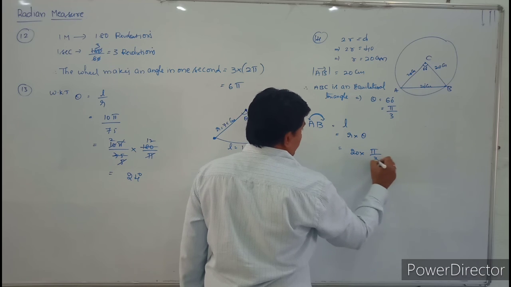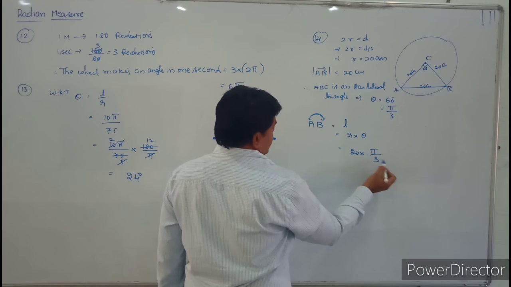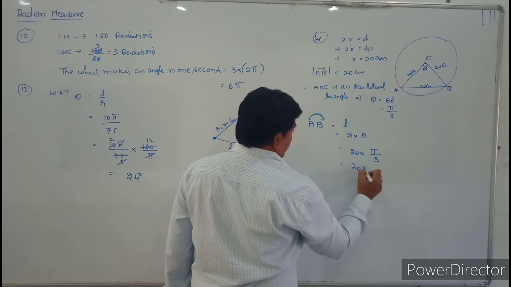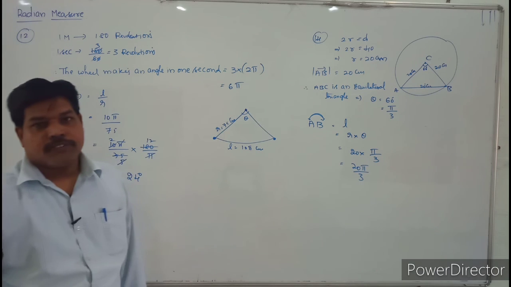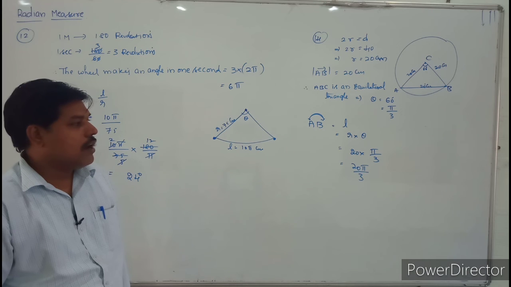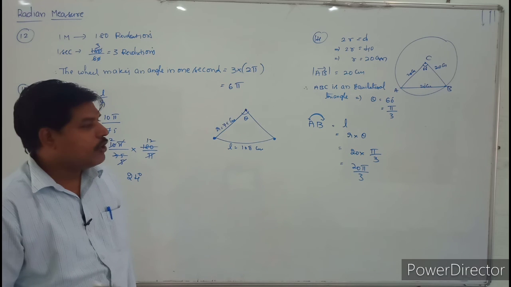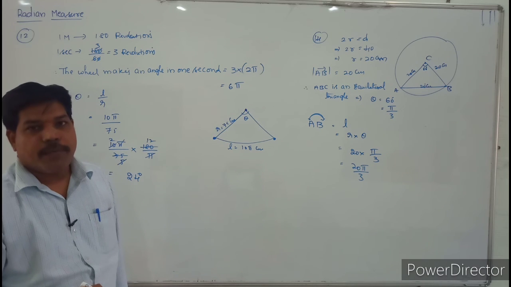That is nothing but a pi by 3, so you can cancel that. That is nothing but 20 pi by 3 radians. Do you understand that? AB is equal to R into theta. So that is 20 into pi by 3, which is nothing but 20 pi by 3.